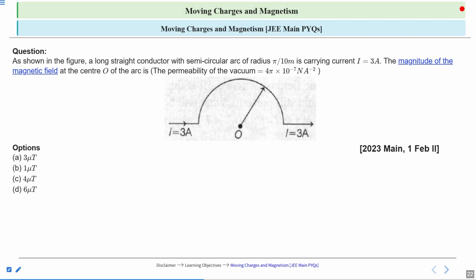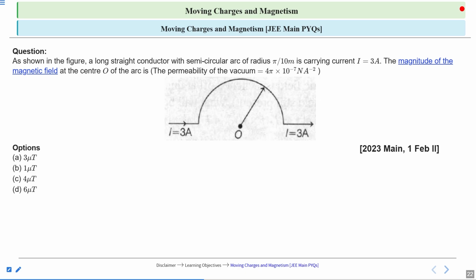Next question. As shown in the figure, a long straight conductor with a semicircular arc of radius pi by 10 meter is carrying current I equal to 3 ampere. This is a similar question to the one given in your NCERT example, which we have done in the theory section. The magnitude of the magnetic field at the center O of the arc is to be found, with the permeability of free space given as 4 pi into 10 to the power minus 7 Newton per ampere square.